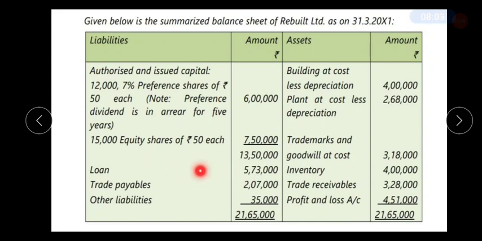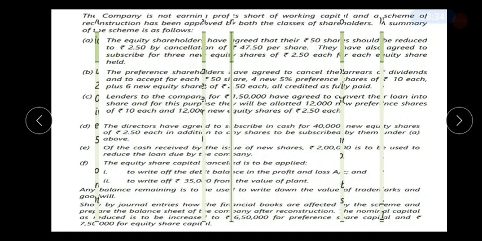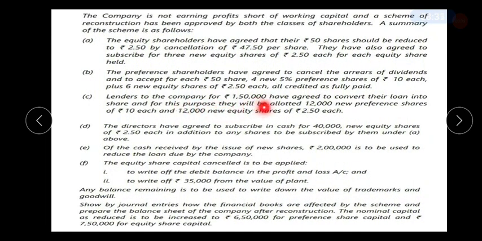So the lenders of this loan are agreed to cancel a certain amount of loan in exchange of preference shares and equity shares. How many preference shares? 12,000 preference shares and 12,000 equity shares. That means these lenders are getting 12,000 new equity shares and preference shares, so they are going to give up a certain amount of loan, lenders to the company for rupees 1,50,000.